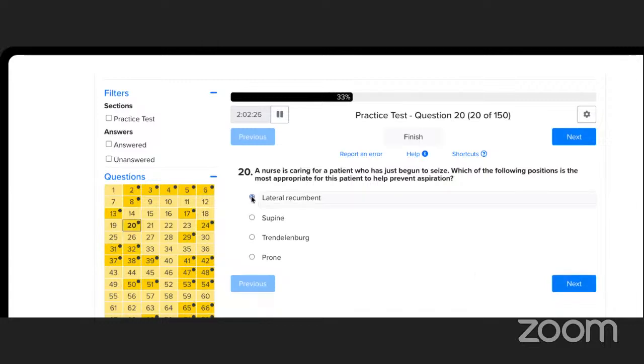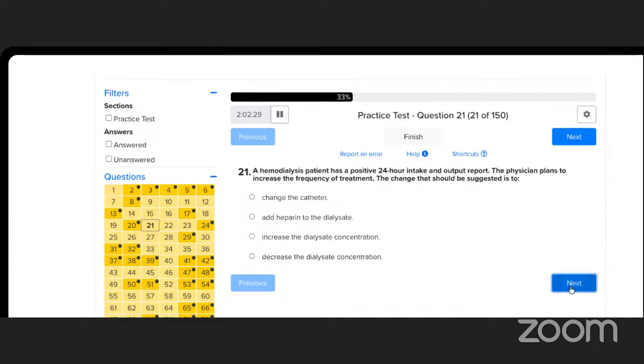I'm gonna choose the side position, and then we'll go over that.